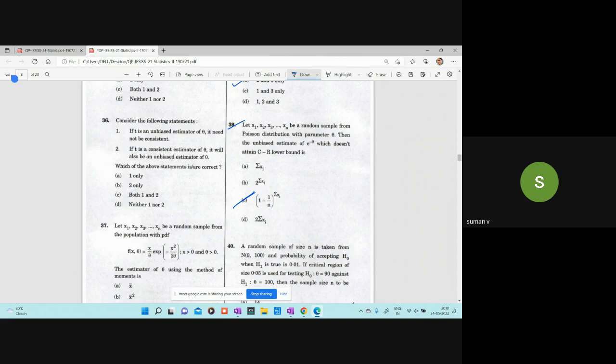I get confused between theta and e power minus theta. They asked for e power minus theta. No, see, what is my CRLB? My CRLB is basically phi prime theta divided by I theta, right? Here phi theta is e to the power minus theta, so phi prime theta will be minus e to the power minus theta. So your CRLB will be minus e to the power minus theta divided by that particular thing.